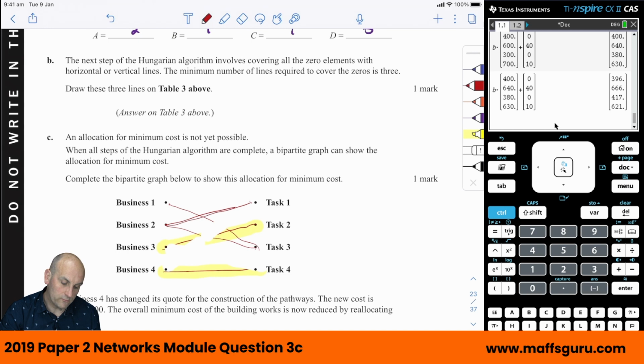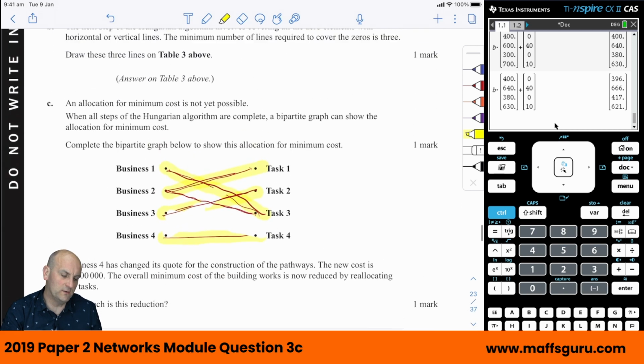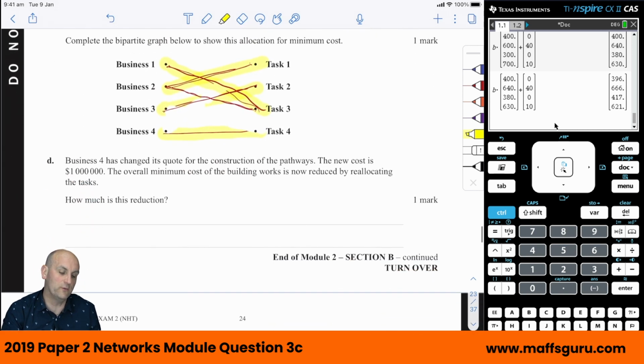Okay, so task 2 and task 4 are already done. So business 1 can only do task 3, which leaves business 2 to do task 1. So business 4, task 4, and there we go. That's actually what they wanted as the answer. I'm going to be honest, that was a bit confusing. I would have just done the bipartite graph with all of the thing, but it wanted the final allocations.